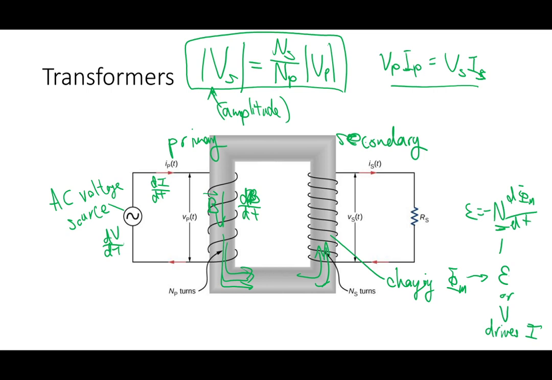What do I mean by amplitude? So this here is an AC voltage source, right? So you can't talk about one specific number for the voltage because it goes up and down, up and down, up and down. But we can talk about how high these ups and downs go. That's the amplitude of the sinusoidal function.